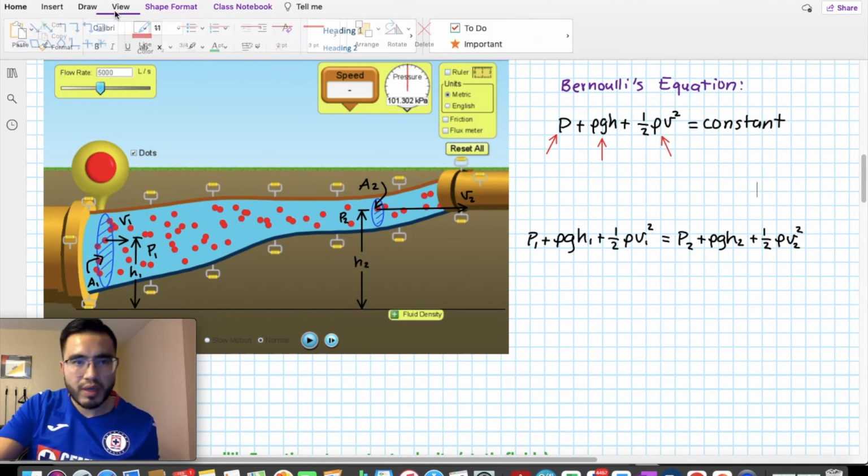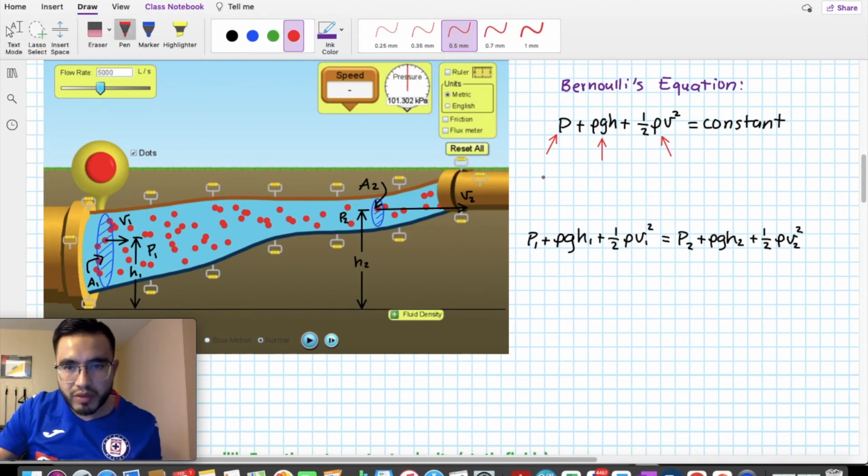There you go. Let us add the text. So this is the pressure. Some people call it pressure energy. I don't want to do that. This is potential energy of the fluid. And this is kinetic energy of the fluid.